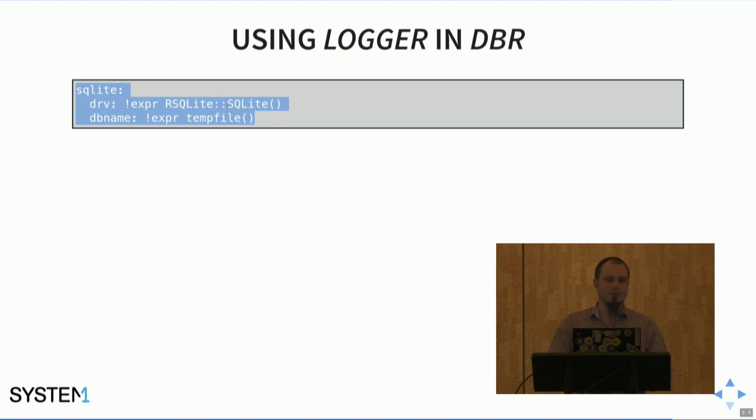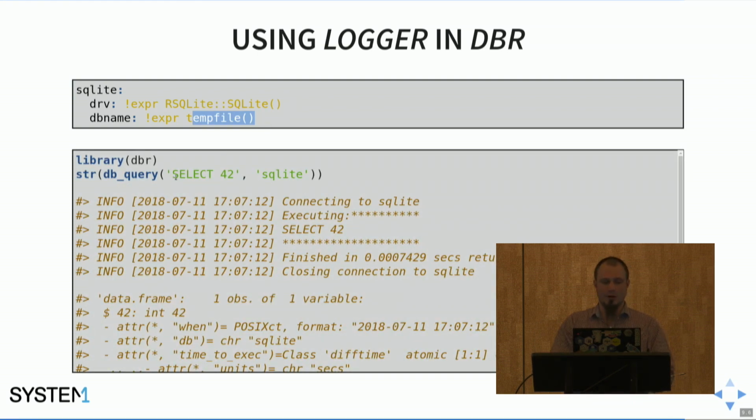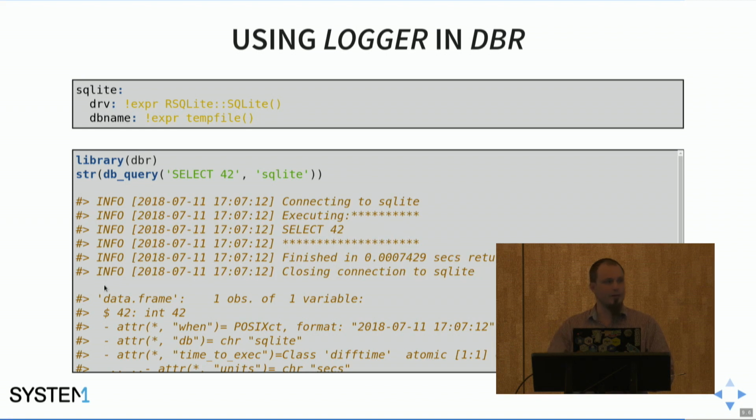A database connection reference can be as simple as this one. For example, just using SQLite. For that, you just provide the driver, and let's just use a temporary file for the actual database. If you want to run a simple query like this one, select 42, you get logging for free. Again, if you want to get rid of that, it's really easy to turn that down, but I think it's really important to have this in production jobs.